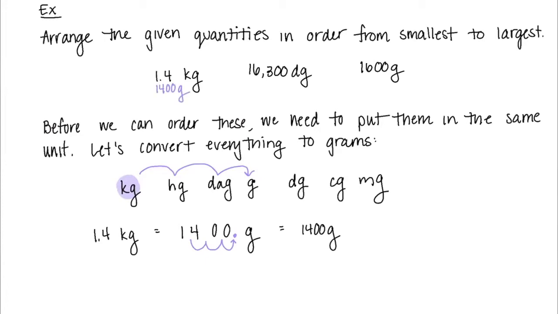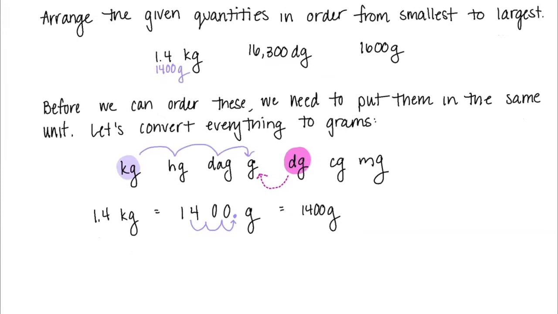Now our other one is in decigrams. And so I need to go 1 space to the left. So 16,300 decigrams, I rewrite all of my numbers. My current decimal is right here. And I'm going to move it 1 space to the left to right here. And that gives me my unit of grams. So 16,300 decigrams is 1,630 grams. Okay.